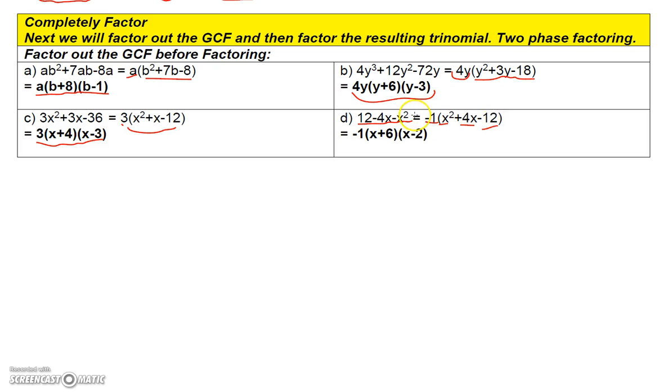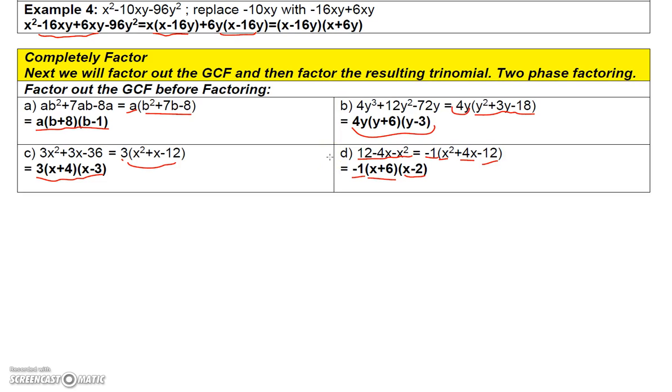So I have a minus 1 times x squared plus 4x minus 12, and then I'm going to factor x squared plus 4x minus 12 as x plus 6 and x minus 2, and I have a negative 1 as the other factor. So the factors are negative 1 times x plus 6 times x minus 2. And actually, you can just put a negative there. You can remove the 1 and just leave the negative sign there if you prefer.